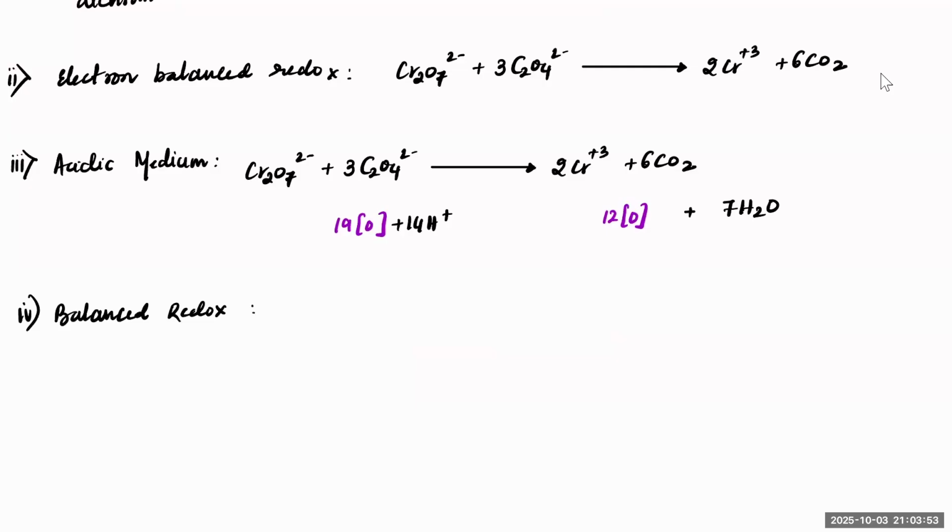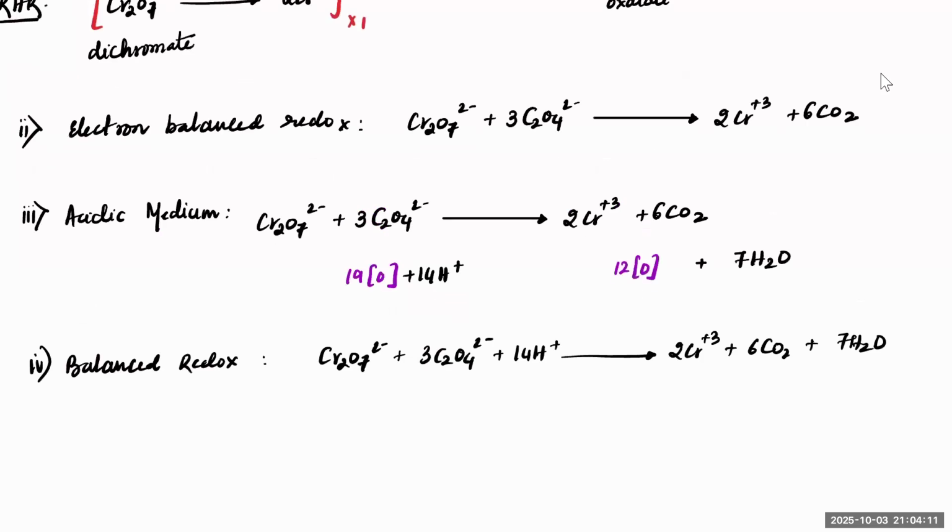Balanced redox. So what do I get? Cr2O7 2 minus plus 3 moles of C2O4 2 minus plus 14 moles of H plus. That must be giving 2 moles of Cr plus 3 plus 6 moles of CO2 plus 7 moles of H2O. So this is the balanced equation.